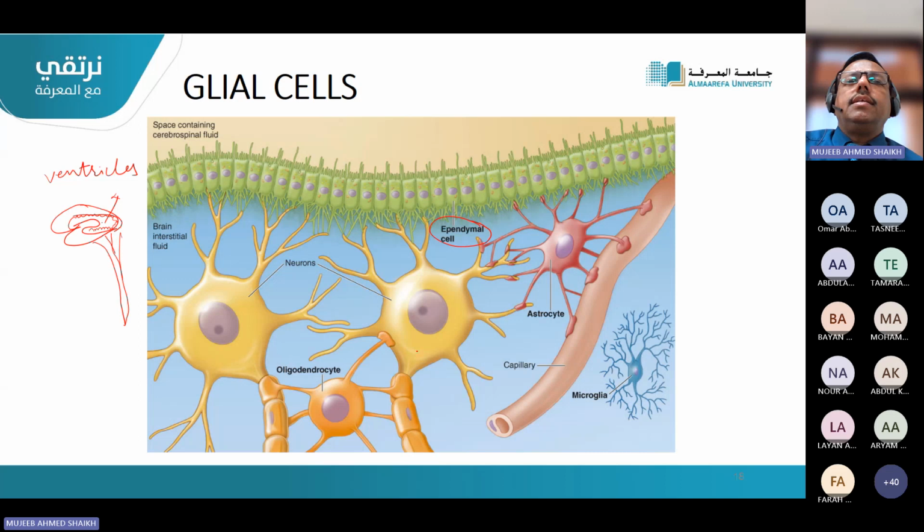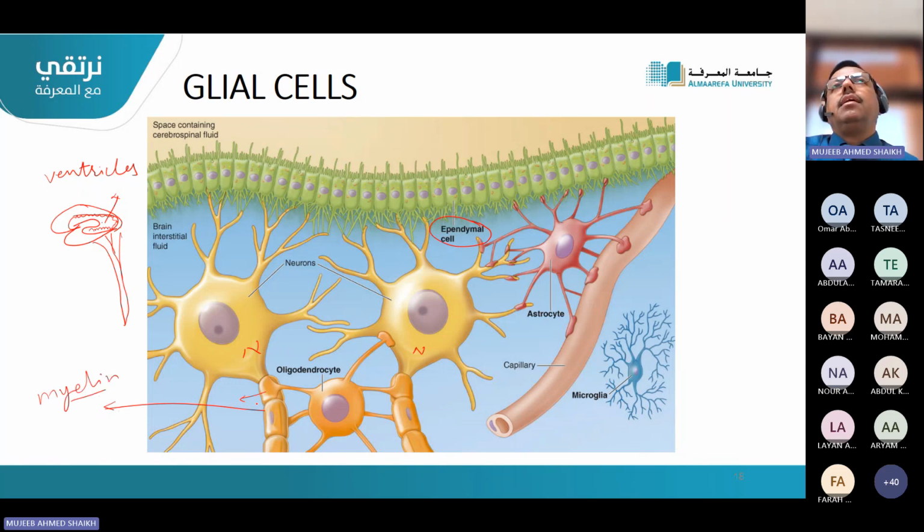Also, you will see that these are neurons, one neuron and a second neuron. Over the neuron, you will find that the axon is covered. This axon is covered by what? What is the covering of the axon? Oligodendritis. Name of the covering. Myelin sheath. Very good. This is the myelin sheath.